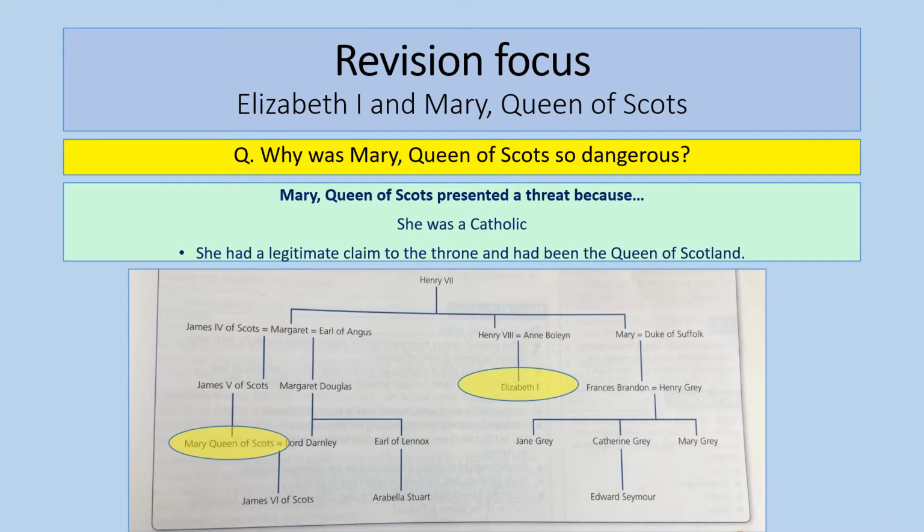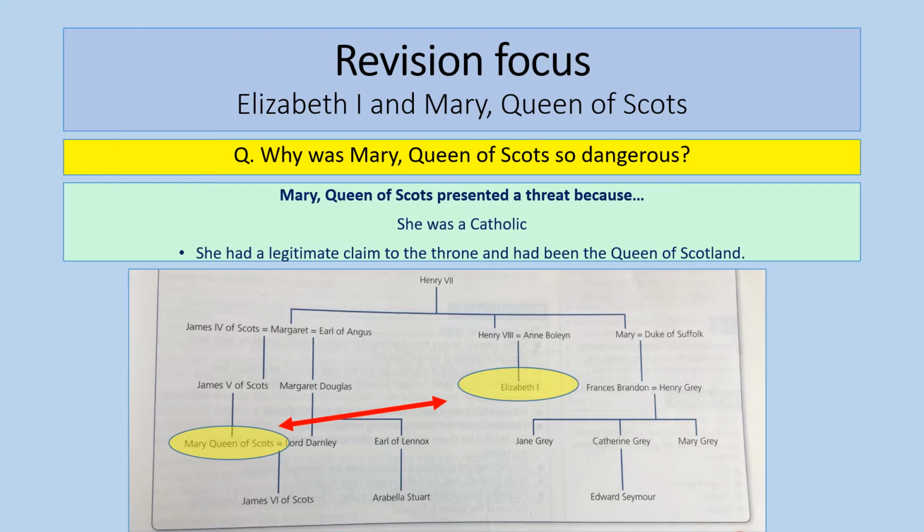So she was brought up in France with the Guise family, and she was a Catholic. And she also had a legitimate claim to the throne, so you can see her position there in the family. She was a cousin of Elizabeth I, and because Elizabeth I had no children, in fact none of Henry VIII's children had their own children, it meant that the line of succession was going to go back through Henry VIII's elder sister Margaret, through James V of Scotland, through Mary Queen of Scots, and therefore she had a really strong claim to the throne. This was what was known as the Stuart claim to the throne.